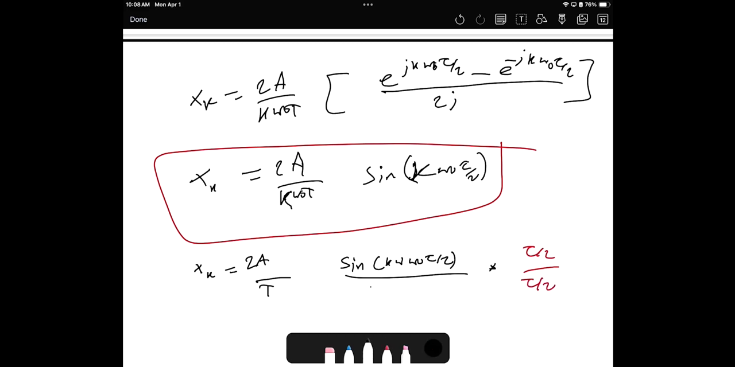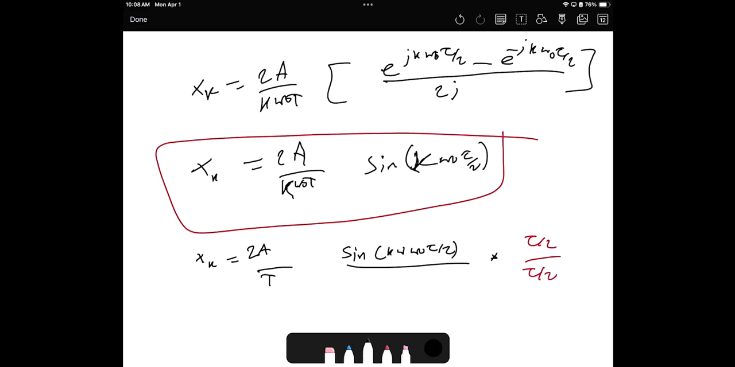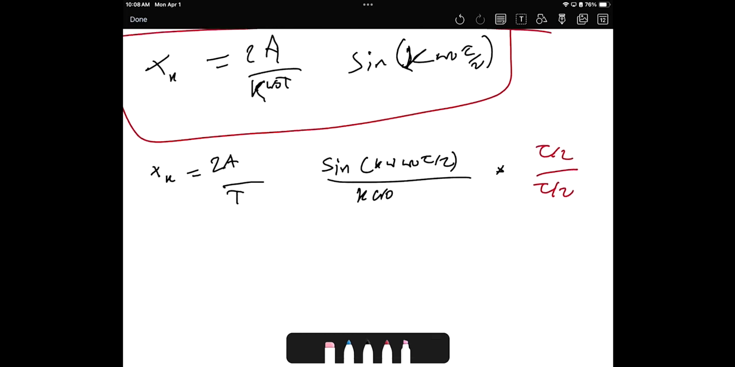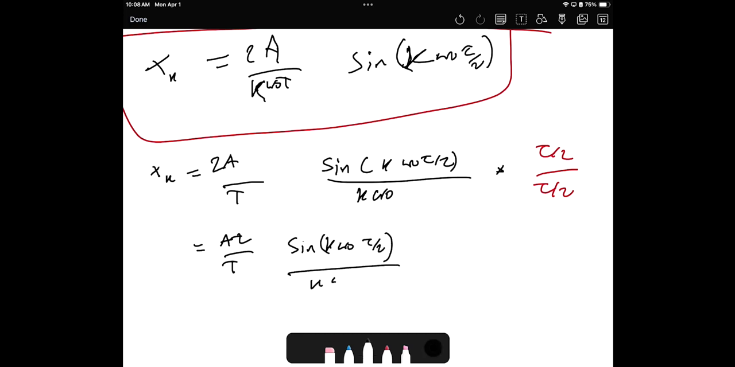So I just isolate this, so here it will be k omega naught. I just try to play with the terms. I put k omega naught on one side, 2a over T on one side, then I'm going to multiply by tau over 2 on both sides, and do denominator by numerator. So it will be tau over 2 times 2a, which is a tau over T, then sine k omega naught tau over 2, divided by k omega naught tau over 2.